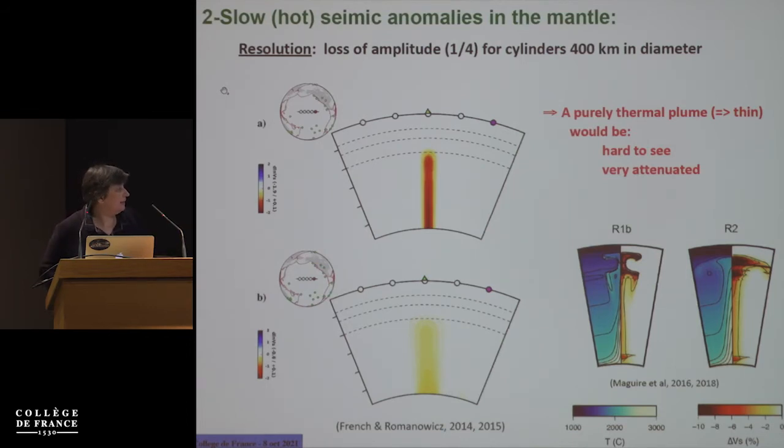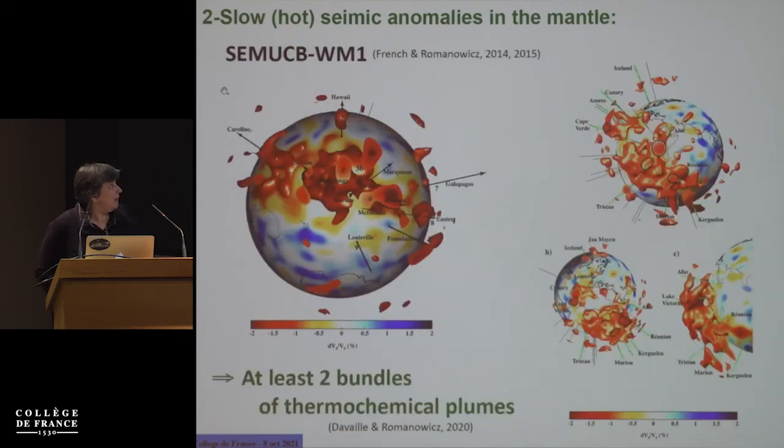And modeling is showing exactly the same. However, if we look, for example, at the French and Romanowicz tomographic model, we're beginning to see very nicely bundles of upwellings that are showing up in the two LLSVPs. So here, the Pacific, and here, the Atlantic. So we have definitely fat plumes, because each of those upwellings in the bundles is 800 to 1,000 kilometers across at least.